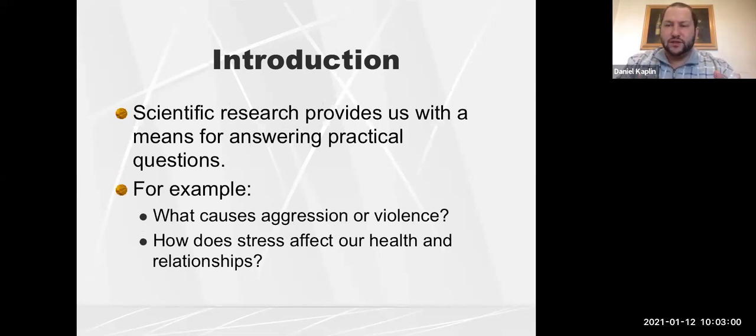So here are just 2 examples of some questions that scientific research could address. What causes aggression or violence? Well, what you will discover, whether it be through a literature search, a literature review, or your own study, is that very rarely is it one thing that drives a given outcome. There are many factors that could result in aggression or violence.